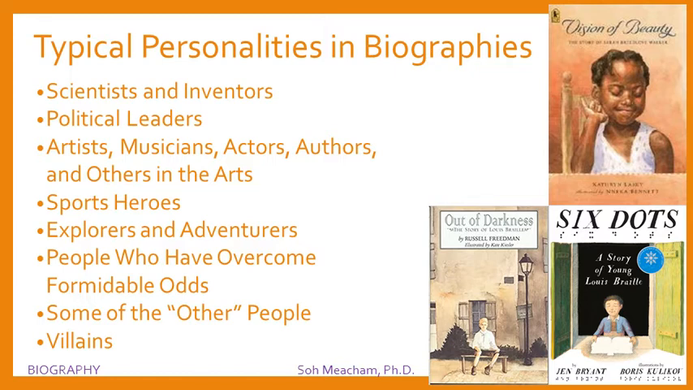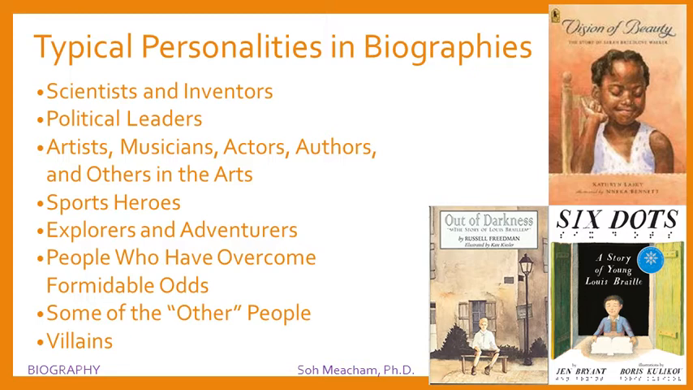People who have overcome barriers are another typical personality in biographies. For example, people with disabilities who change the world often become subjects of biographies. Louis Braille, who invented the Braille alphabet for blind people, became the subject of multiple books, such as Six Dots by Jen Bryant and Out of Darkness by Russell Friedman.